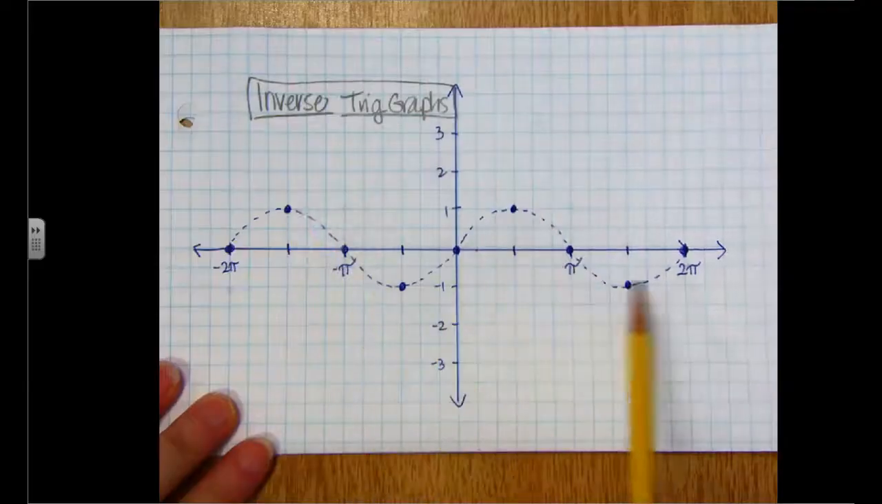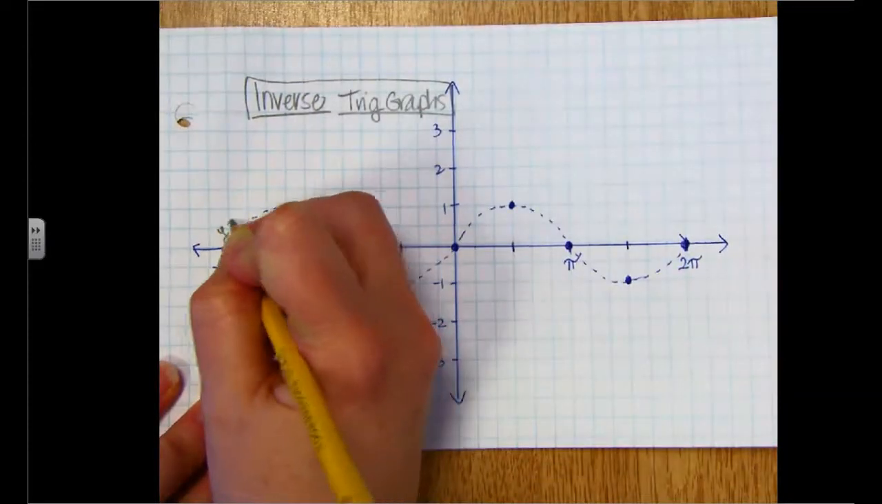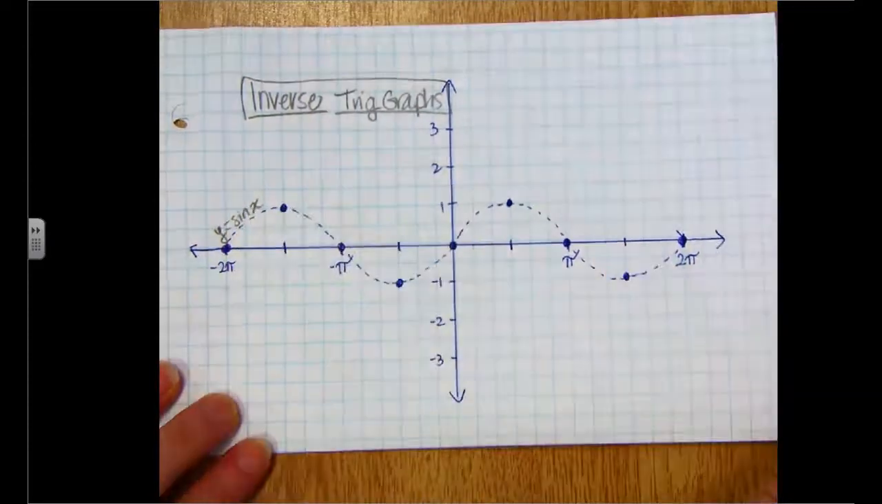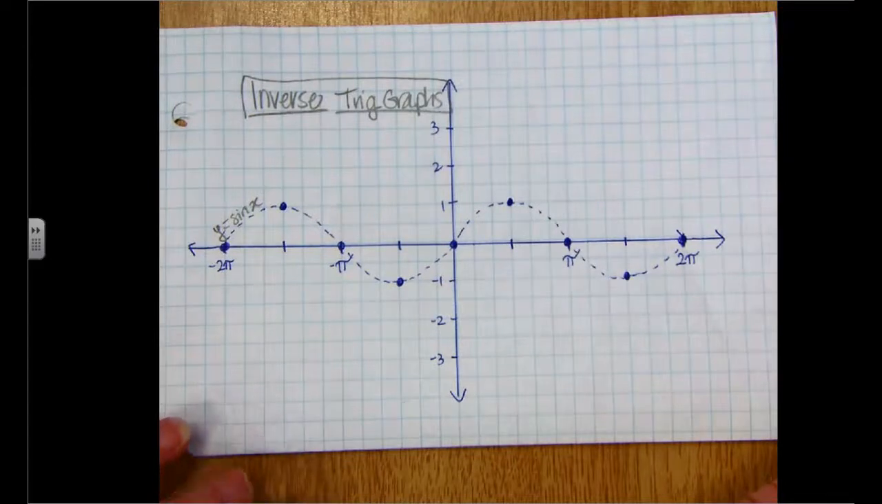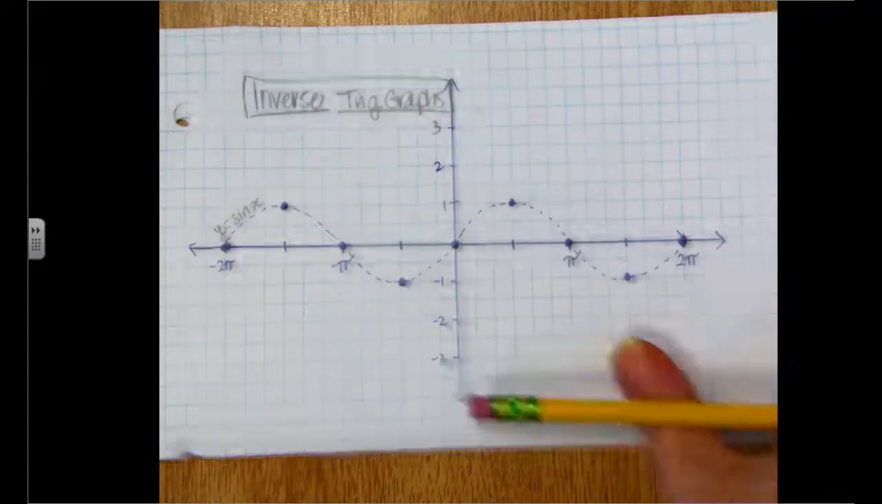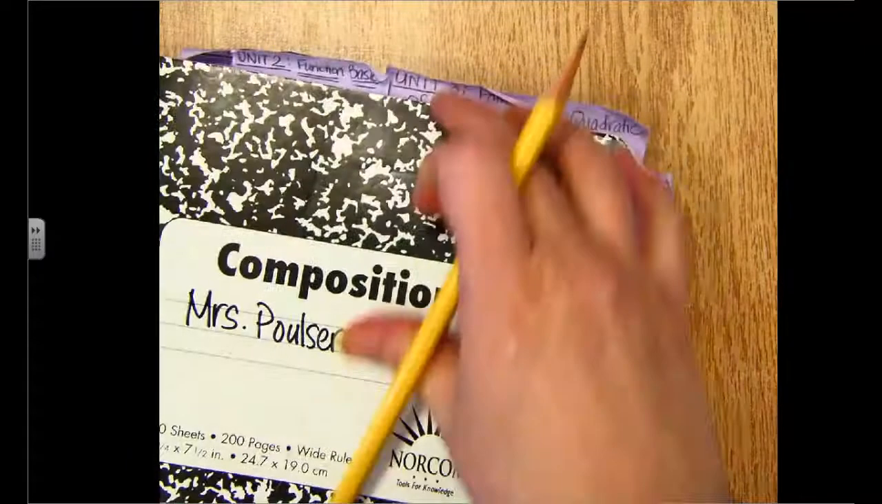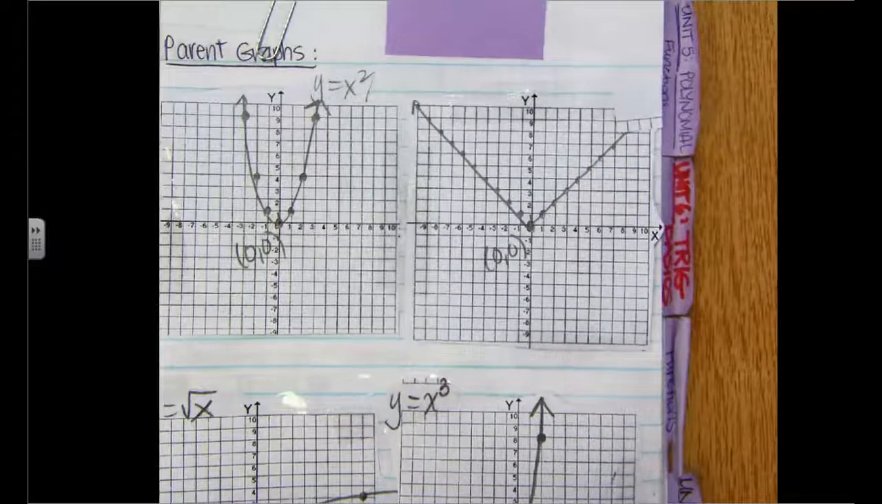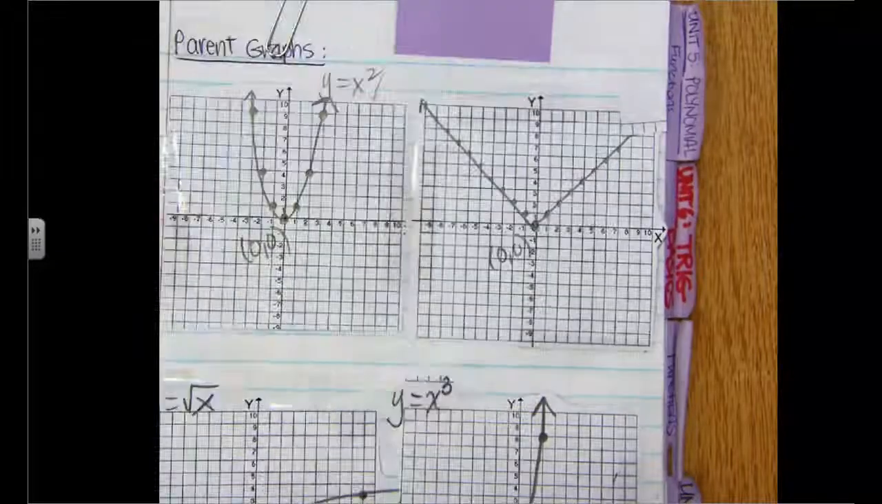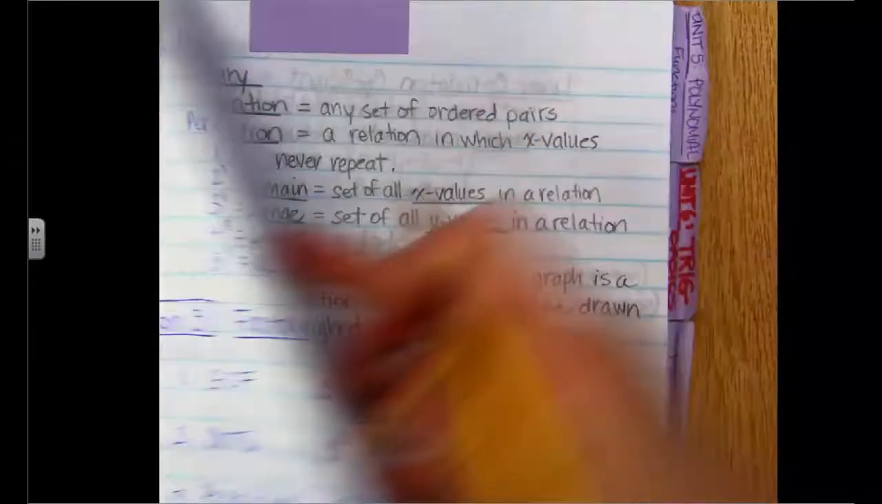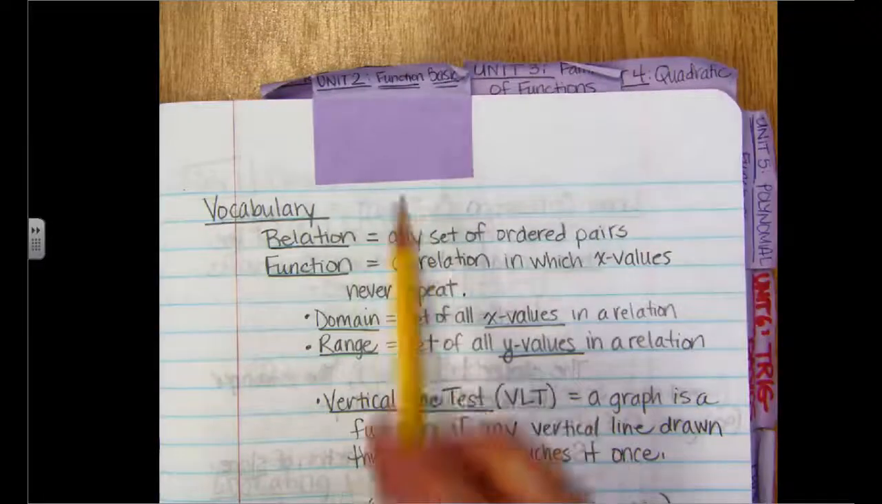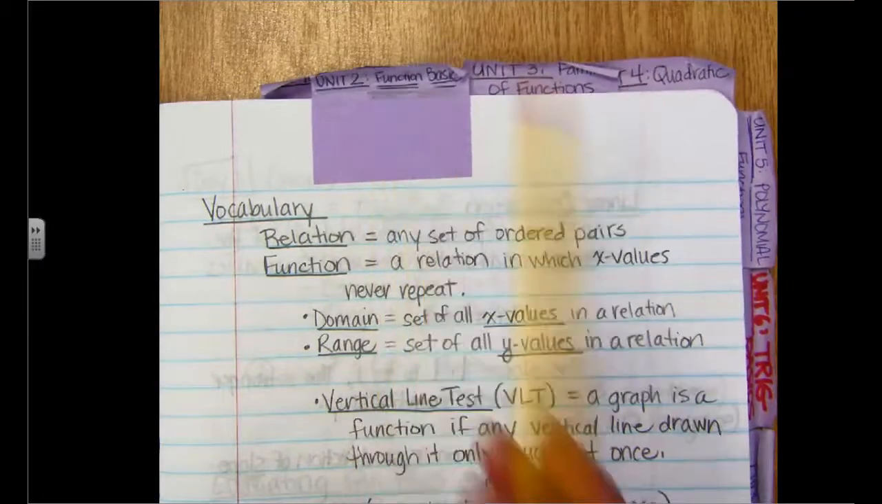All right, so what you need to do first on a piece of graph paper is graph your parent, sine x, from negative 2 pi to 2 pi. Now, when you look at this graph, we're going to talk about inverses. So go to your cumulative notes, just as a reminder that we have done inverses before, in Unit 2, Function Basics, Day 6 or 7.